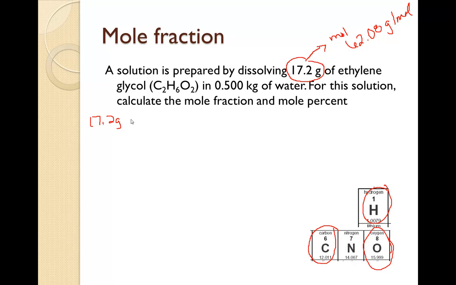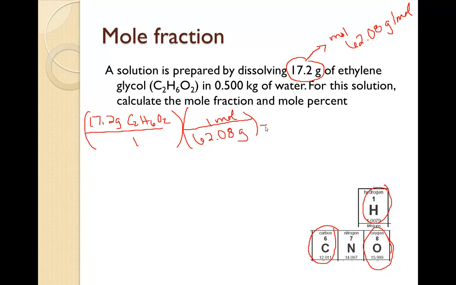So we can easily now convert this over to moles. 17.2 grams of C2H6O2 over 1. Grams are on top, which means I need to put grams on the bottom of the next line. 62.08 grams and 1 mole. So we divide that out, and it comes out to be 0.277 moles. So that's going to be our moles of solute.